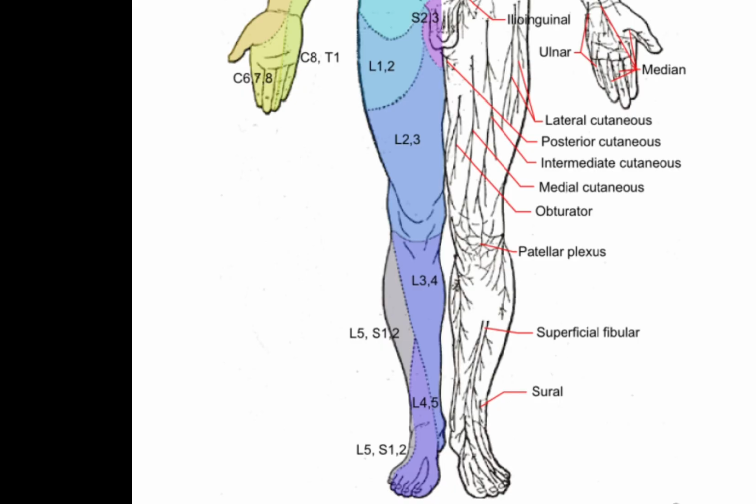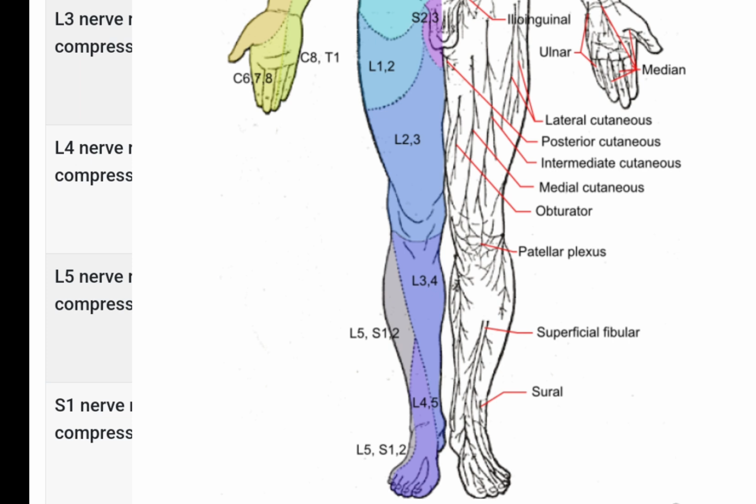Here you can see in the picture L1 and L2 area in the inguinal ligament, then after that L2, L3 front of thigh, then L3 and L4 knee and medial aspect of leg above the medial malleolus, and the area just above the medial malleolus is L5. L4 also covers the dorsum of the foot except the little toe and the lateral border of the foot, and the lateral part of the lower leg is covered by S1 and L5.